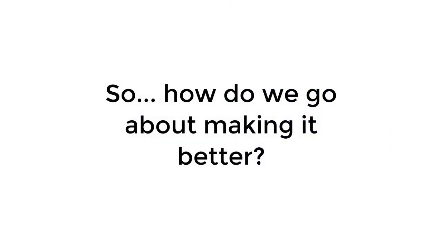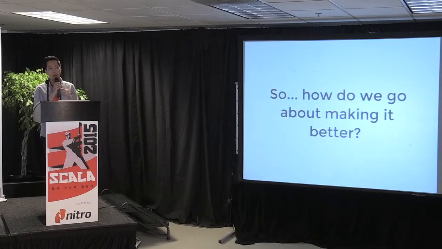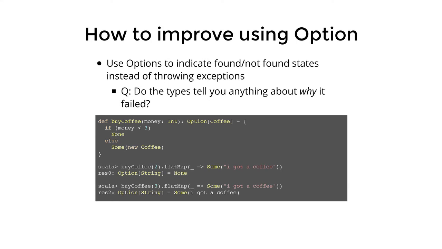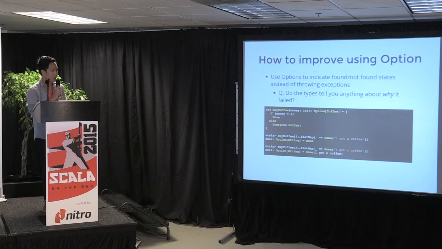So now that we've laid down this foundation of functional error handling, how do we go back to our original function of buy coffee and make it better? How can we make it more transparent, more informational? The first thing, and I personally did this myself, is to use an option type. Option is a type that is either a Some or a None. So it either has a Some value or it returns a type that has nothing.